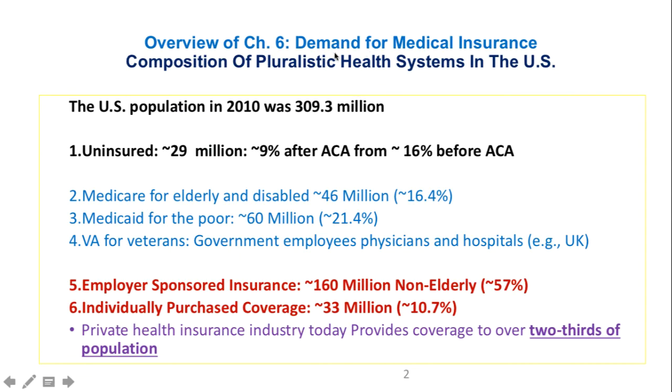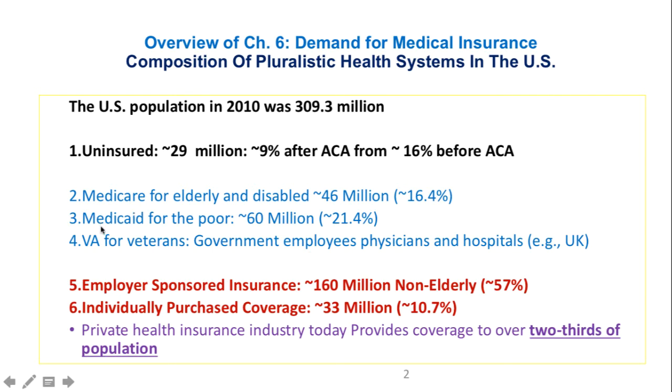In chapter 6, you'll learn about the demand for medical insurance. You remember that we have a very pluralistic health system in the United States compared to the other high income countries, most of which basically have a single payer system. You remember that we have the highest rate of uninsured in our country, about 9% of the people currently after the Affordable Care Act, which decreased from 16% before the Affordable Care Act.